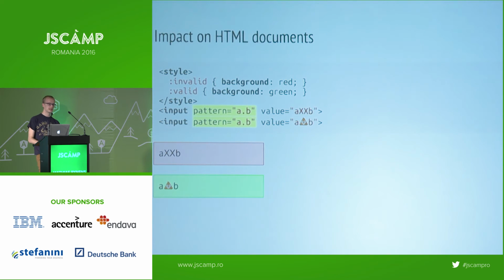So the U flag is always enabled, according to the spec, for regular expressions compiled through the HTML pattern attribute. Now, at the moment, only Firefox supports this in the stable channel, but Chrome 53 and Opera 40 will support this as well. So it's coming to more browsers soon.